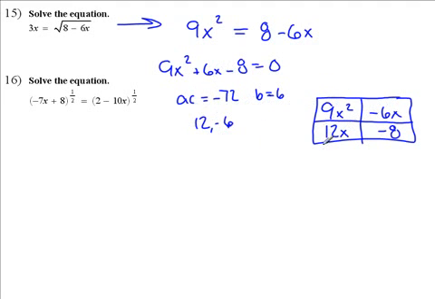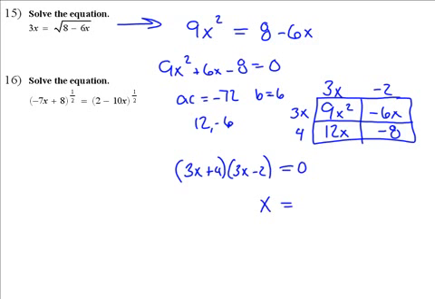Looking down this first column, I can take out a 3 and an x, just factoring those out. 3x times 3x would force a 9x squared. 3x times 4 would force a 12x. 3x times what would make negative 6x? Well, that has to be negative 2. And you notice the negative 2 times the 4 would give us that negative 8. So this actually factors to 3x plus 4 times 3x minus 2. And that equals 0 still.